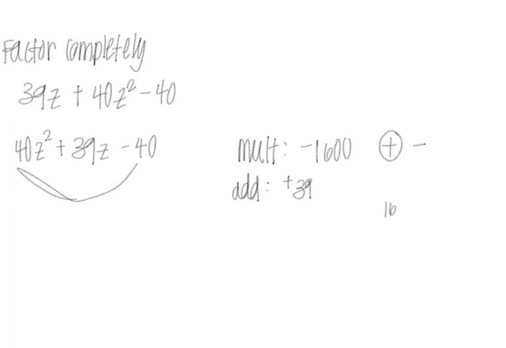Now, we can go through that whole list of 1 and 1600 and 2 and 800, okay? But when the number is that big, I do like to play around a little bit with the numbers, and then if I can't find it, I'll go back to that list. So, like 1600, let's try 2 and 80. 2 and 80 don't add to give me 39.